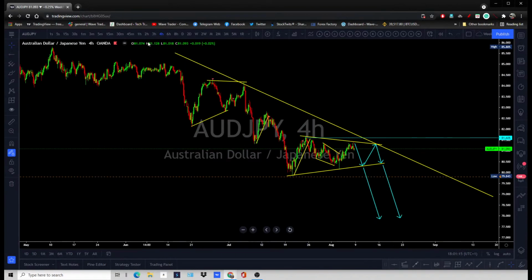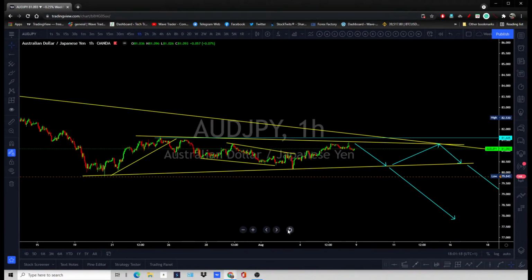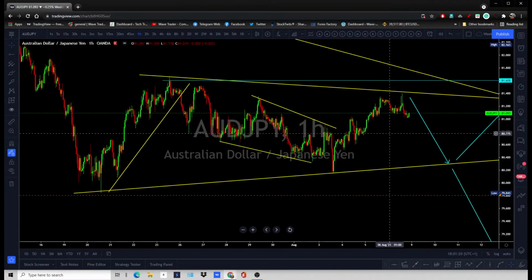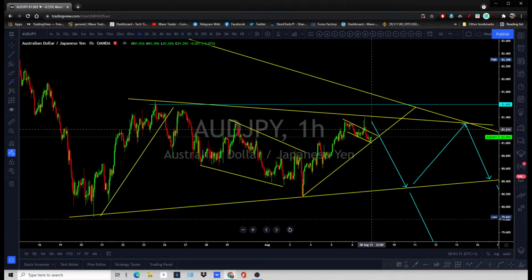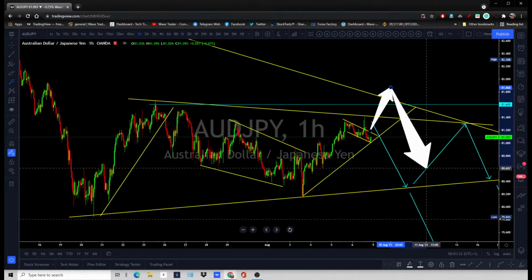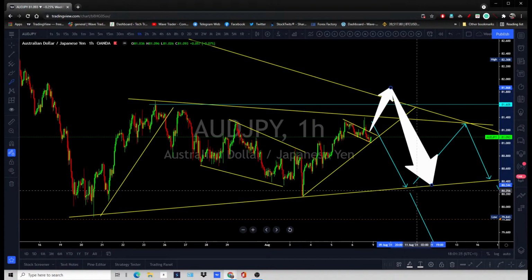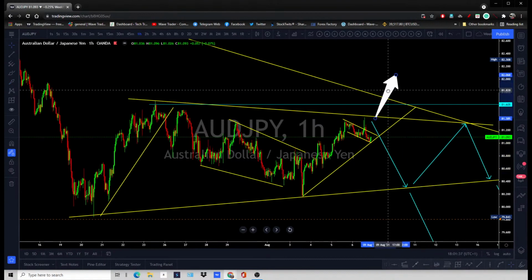Just simply go down, and in case price goes for a bigger correction, let's say this goes for a bigger correction, then it is not going to change the bearish view. We're still going to look for this to keep dragging lower.